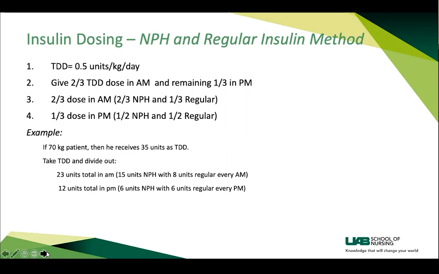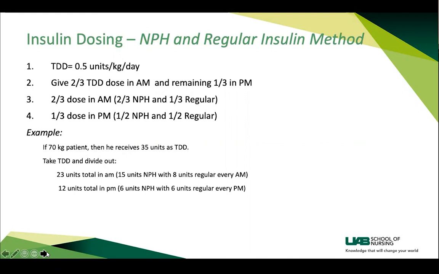To dose them, we take the total daily dose. We've got to figure the total daily dose, right? That's based on 0.5 units per kilo per day. And again, this is when we're trying to start them on something very quickly. We don't have the luxury of titrating to effect. So 0.5 units per kilo per day, and that's the patient's weight in kilograms.